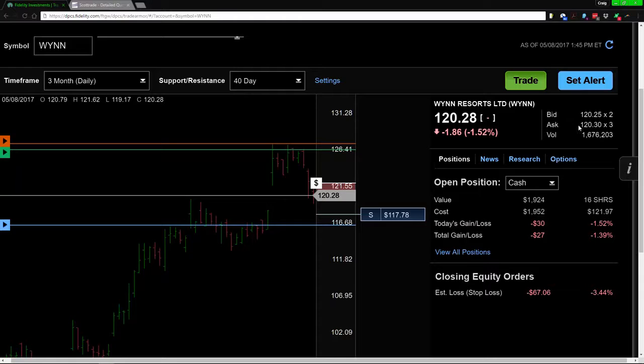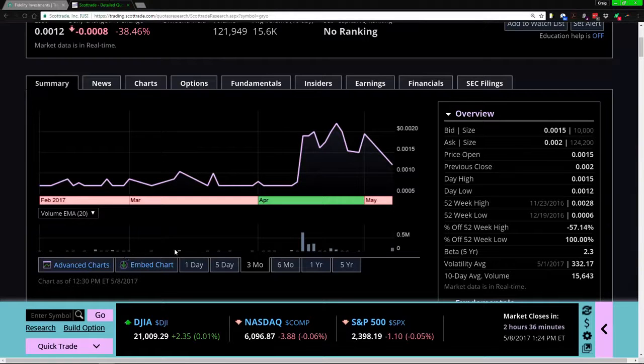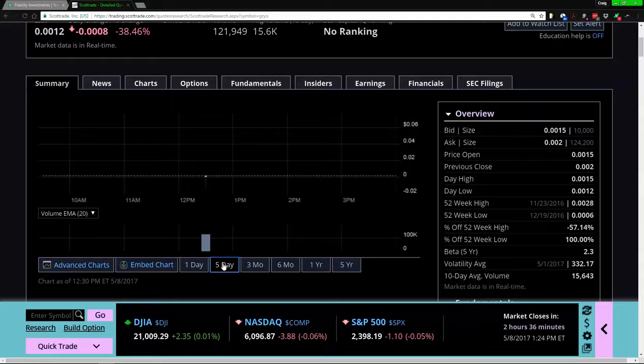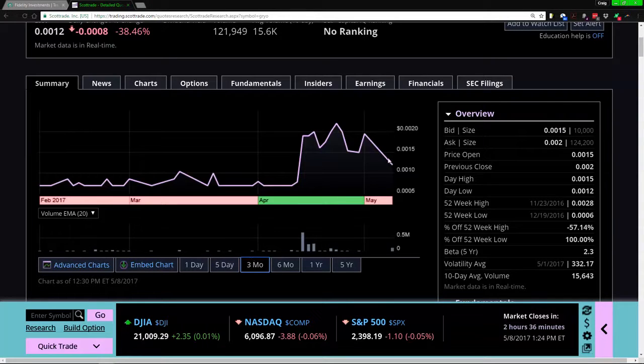$120.25 per share. Right. This is where volatility comes into play. So right here, the thing's going up and down and doing whatever it might be. Where right here, if we even go down to the day time frame, the last time anything was done with it was today. Nothing in the past week. So as you can see here, there's hardly any movement on this. Hardly any movement at all.